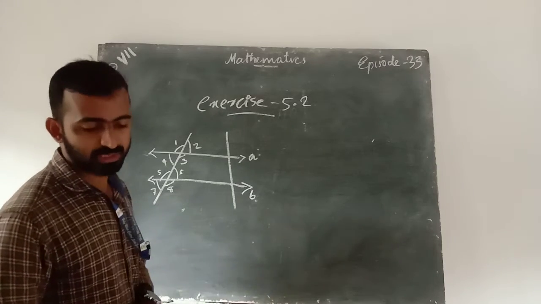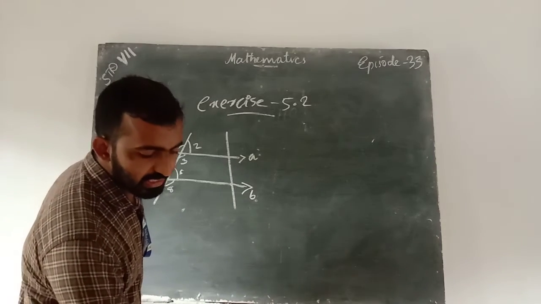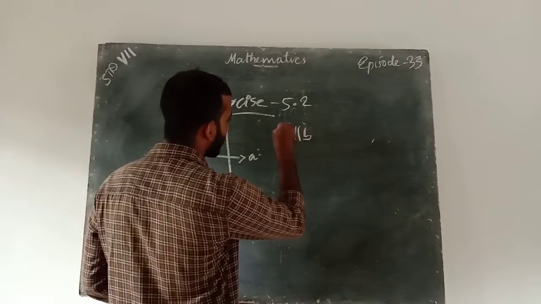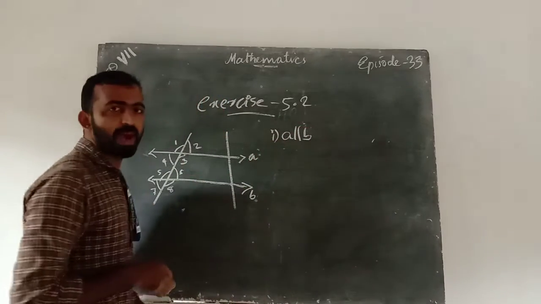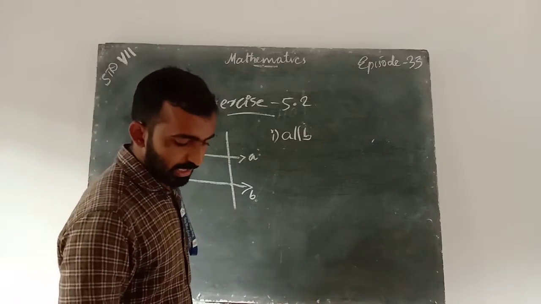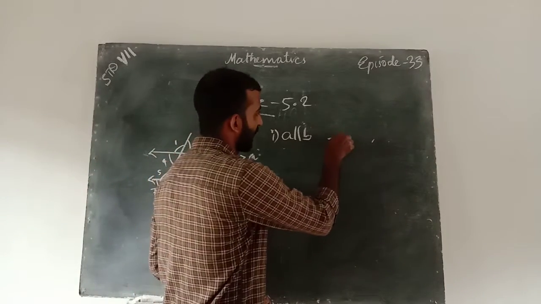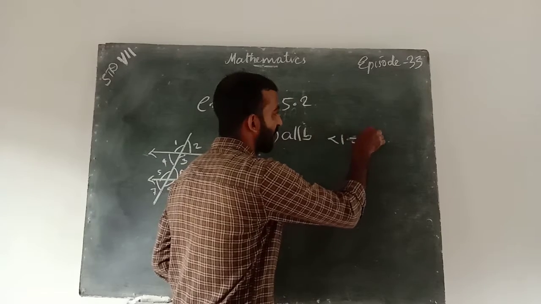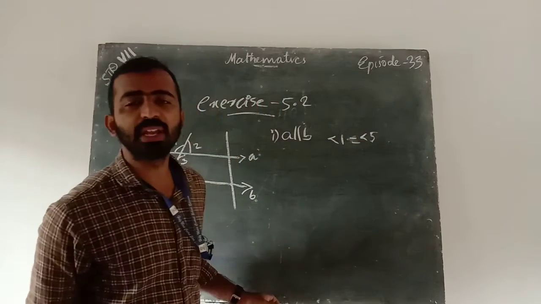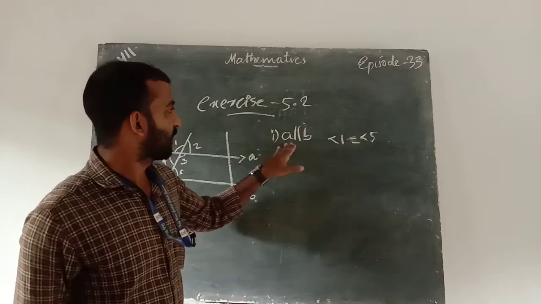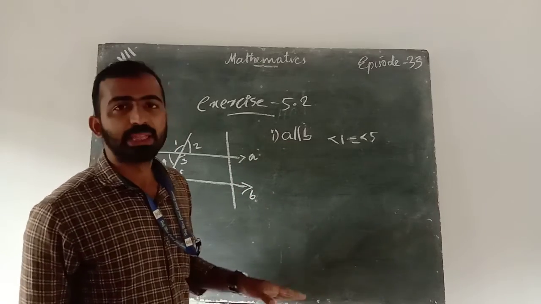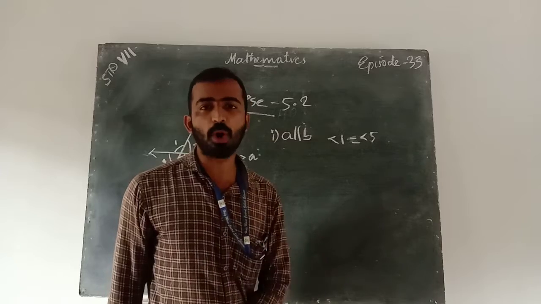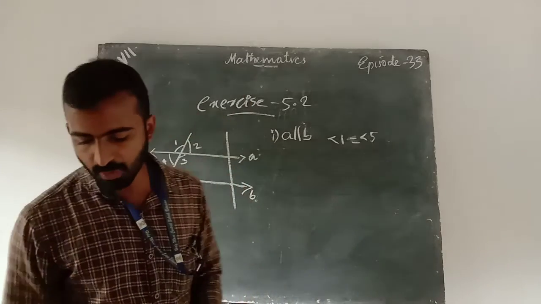These angles. First one is: if A is parallel to B, then angle 1 equals angle 5. If A parallel to B, then angle 1 equal to angle 5. We want to state the name of the property.